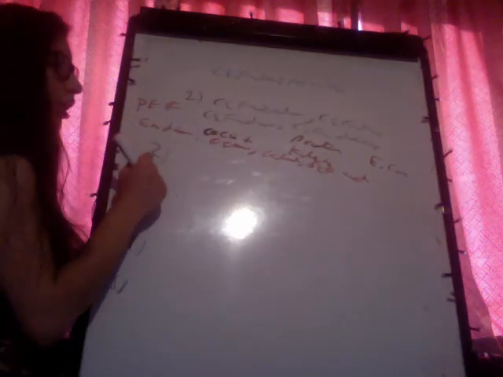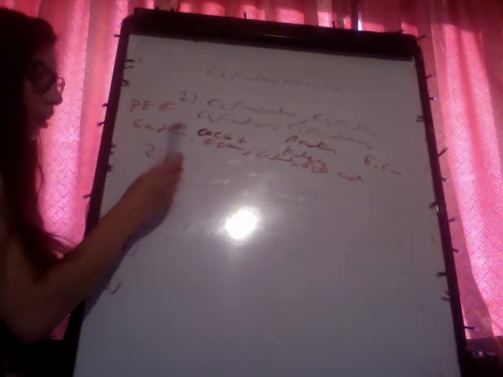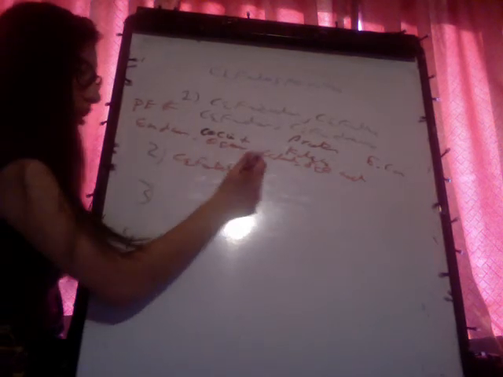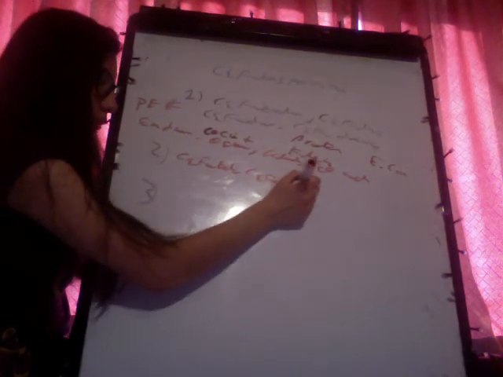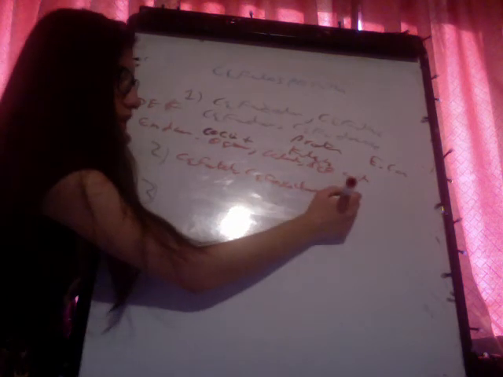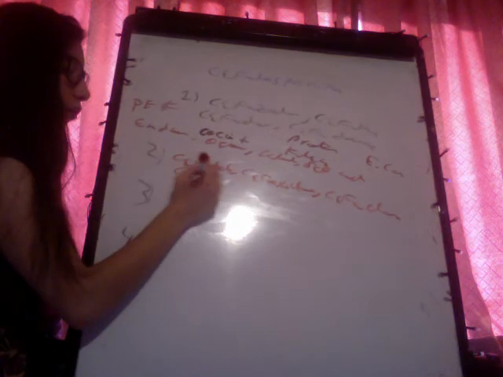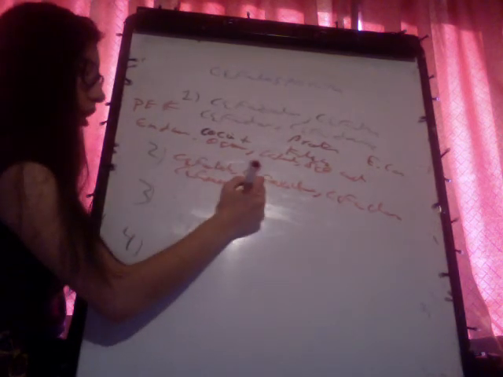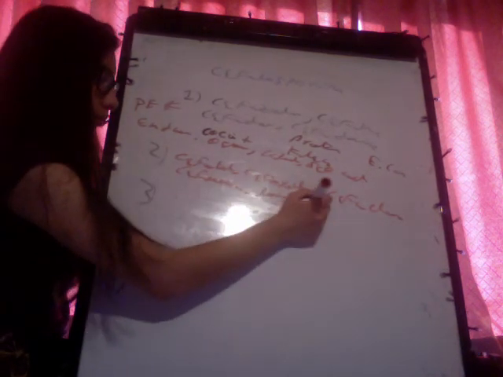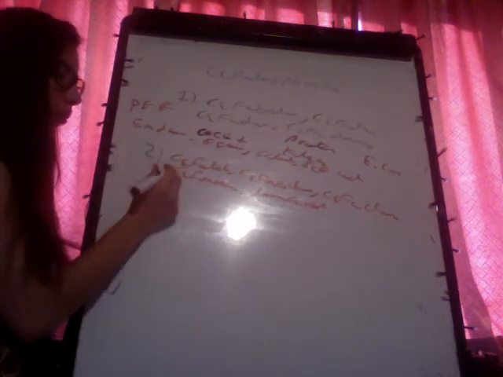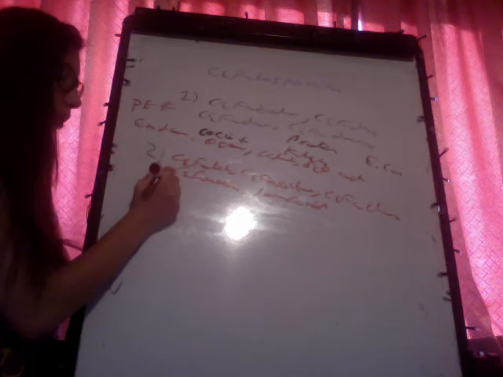Next, the second generation cephalosporins are cefotetan, cefoxitin, cefaclor, cefuroxime, and loracarbef. Cefotetan and cefoxitin are the only second generation cephalosporins that cover the anaerobes.